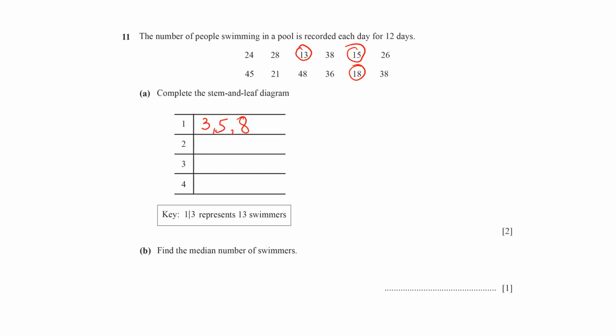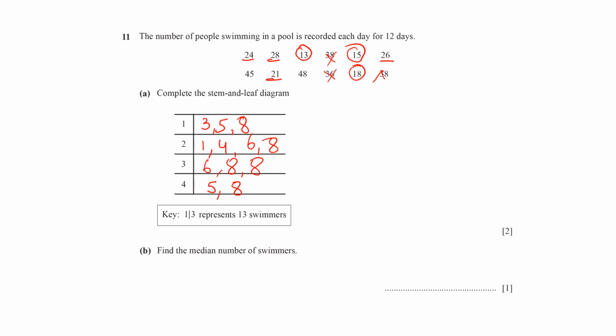Now starting with 2, so we have 21, 24, 28, 26. So what we are going to write over here, 1, 4, 6, 8. Now with 3, we have 36, 38, 38. So 6, 8, 8. With 4, we are left with 45 and 48. So we are going to write 5 and 8.